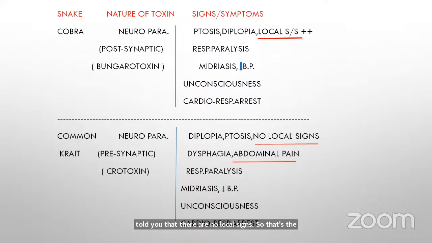Cobra has multiple local signs. There is a fang mark, there is edema, there are blebs, there is bleeding from the local site. While in common krait, there are no local signs. Otherwise, the patient has the same, that is ptosis, diplopia, dysphagia, respiratory paralysis, hypotension, and ultimately goes into an unconscious state and cardiorespiratory arrest. Next.